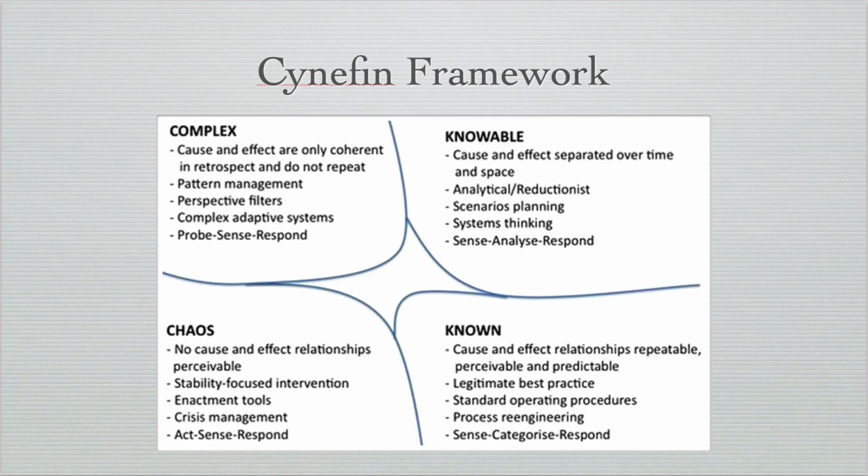Chaos has no perceivable cause and effect relationship: sustainability, focused intervention, enactment tools, crisis management, act, sense, respond. And the last one is the known. This one has cause and effect relationships that are repeatable, perceivable, and predictable: legitimate best practice, standard operating procedures, process re-engineering, sense, categorize, respond.